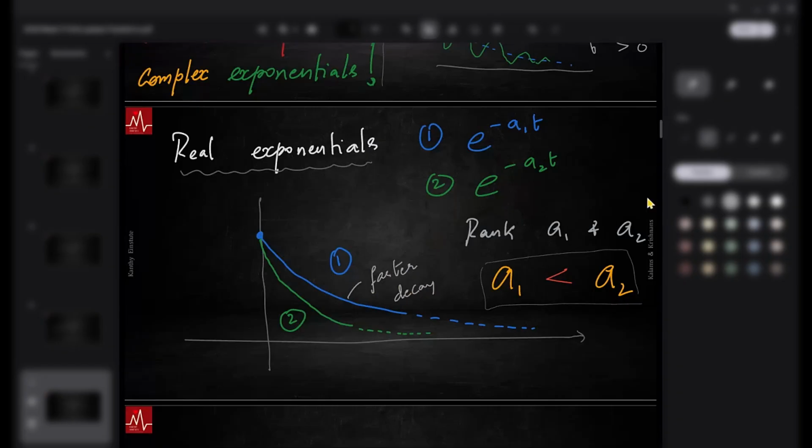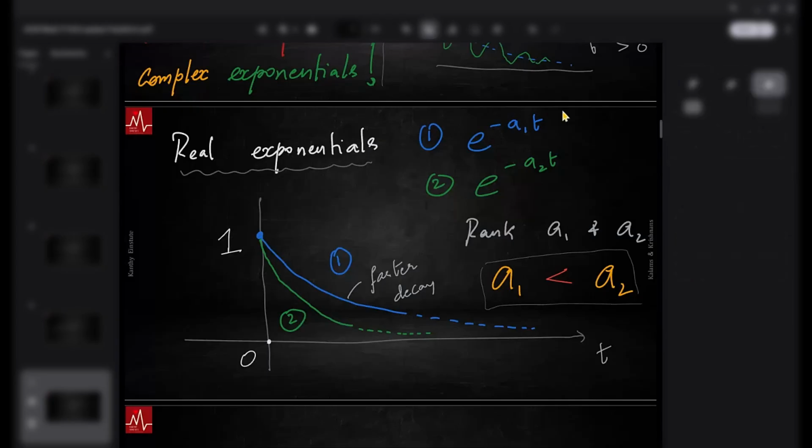And let's also start at a convenient point. Let's all start at 1. Of course, these are now functions of time. 0 is here. The more the power, the faster it will decay. Negative tells you things are decaying. This minus tells you it's decaying. The higher the value, the faster it decays.